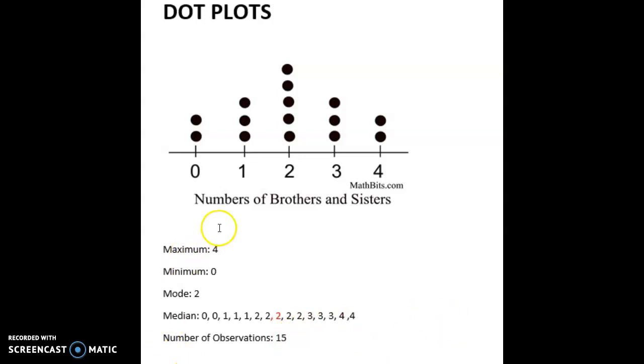Okay, so what you really want to remember for dot plots is when they're asking you to find something, like the median or the mode or the mean, list out your numbers like we did here, and then follow your typical strategy for finding whatever it is they're asking for, whether it be the mean, the median, the mode, the range. Okay, all those things you can figure out from a dot plot, but list out your numbers first so you're not confused.